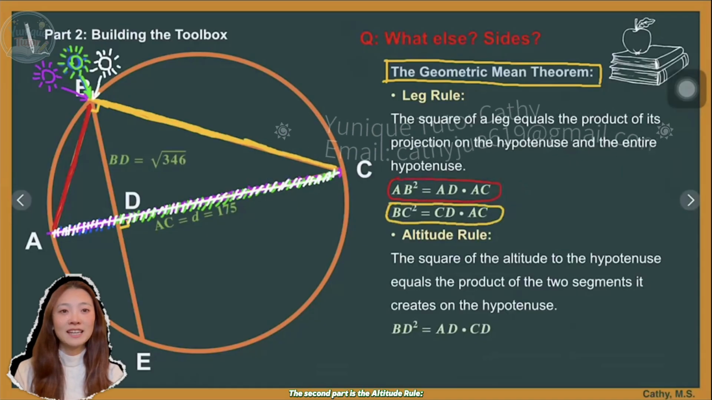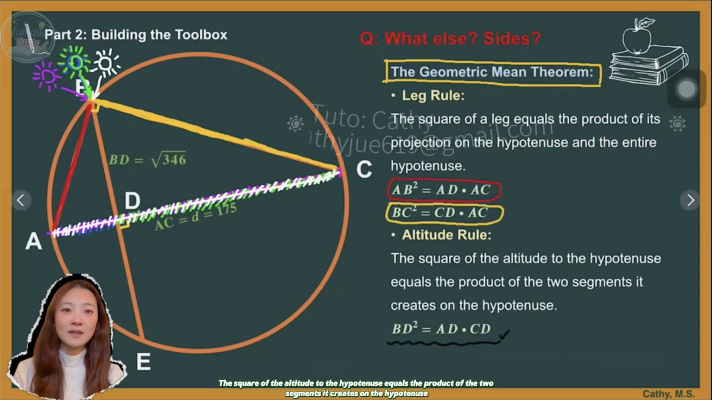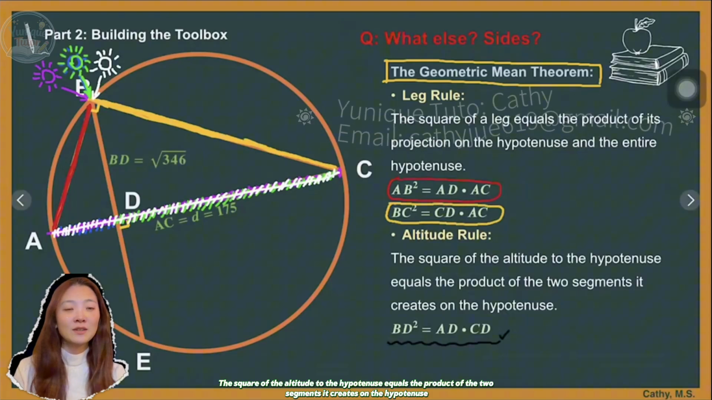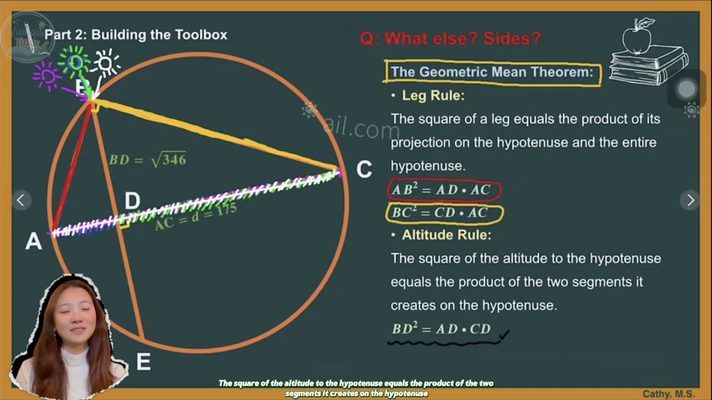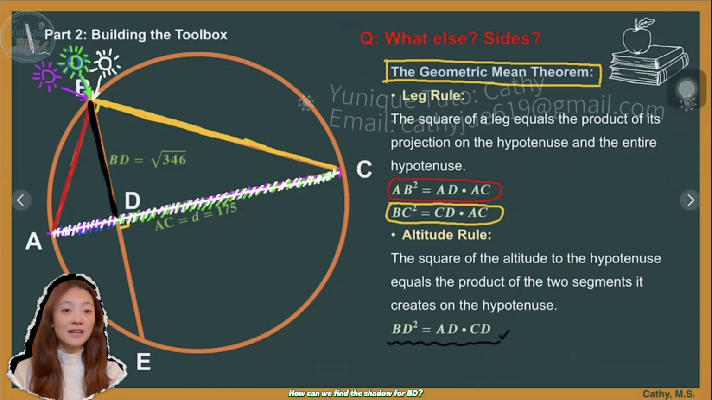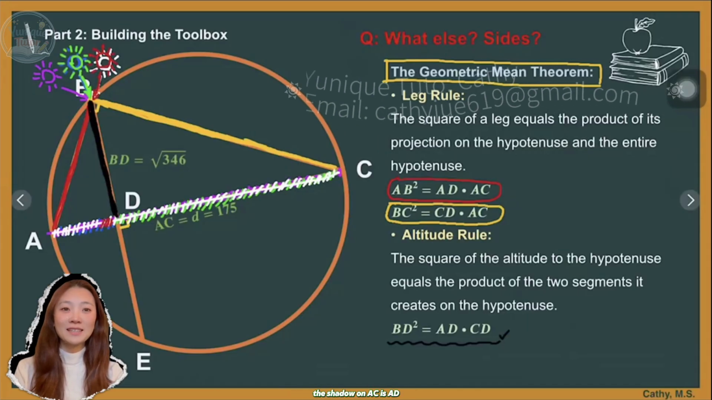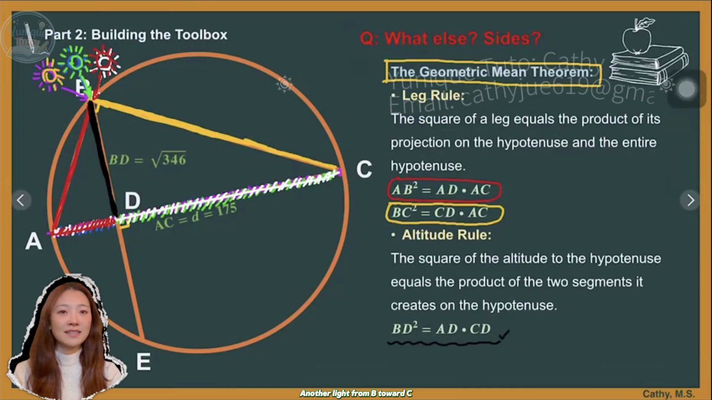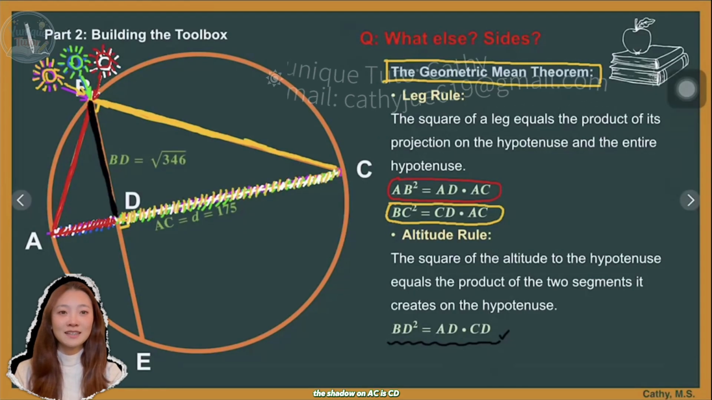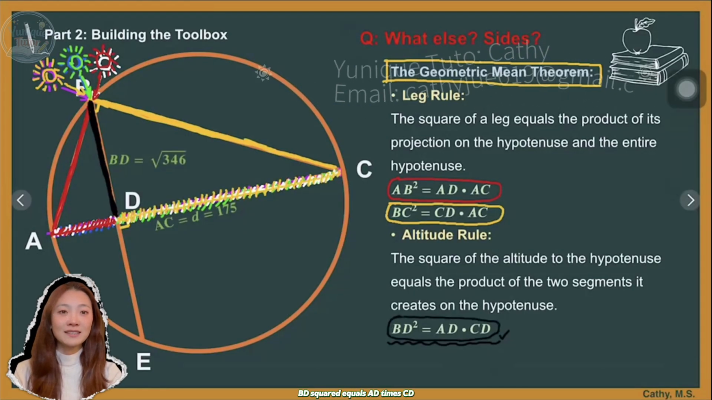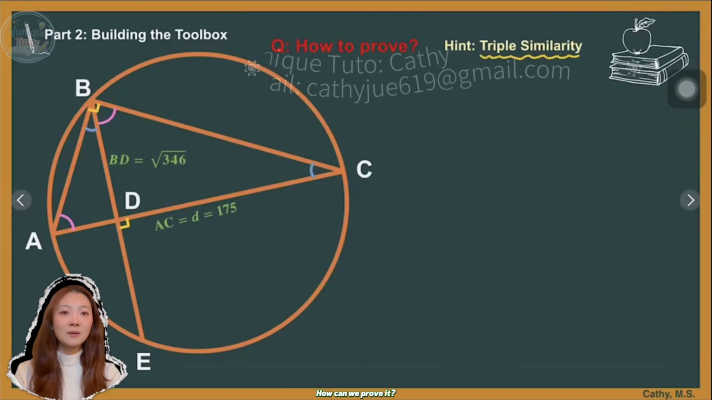The second part is the altitude rule. The square of the altitude to the hypotenuse equals the product of the two segments it creates on the hypotenuse. How can we find the shadow for BD? One light from B toward A, the shadow on AC is AD. Another light from B toward C, the shadow on AC is CD. So BD squared equals AD times CD. How can we prove it?